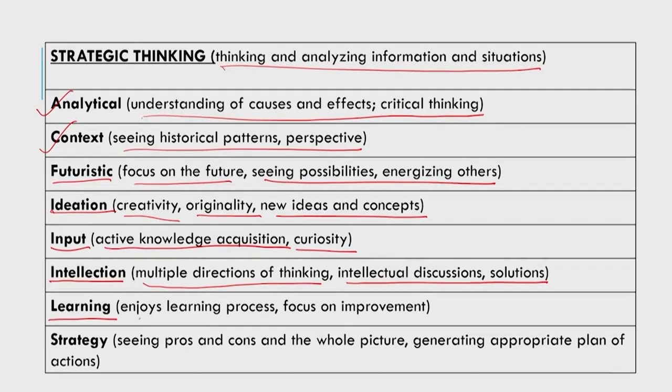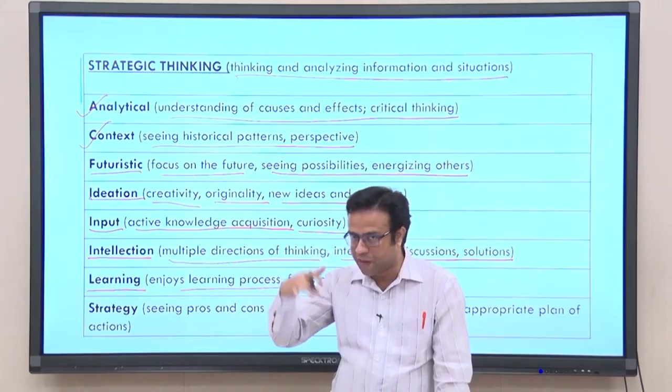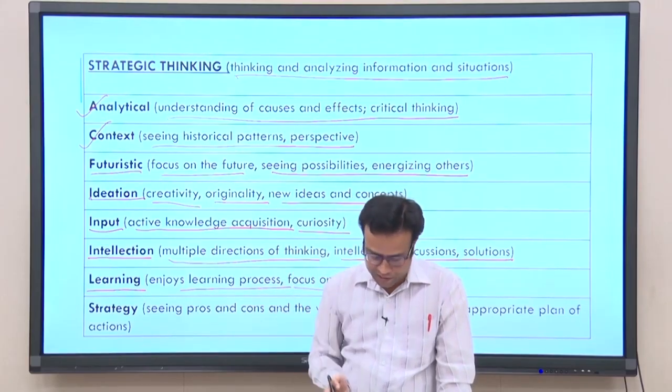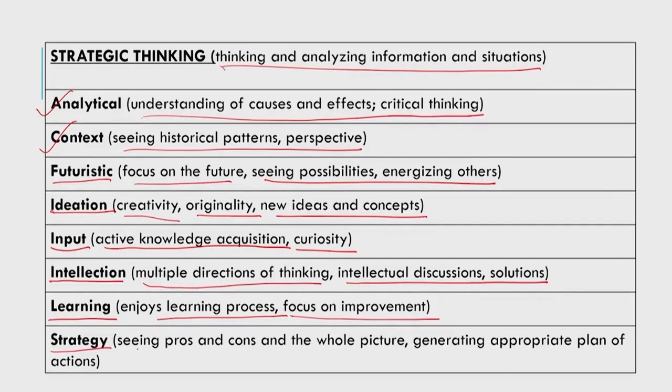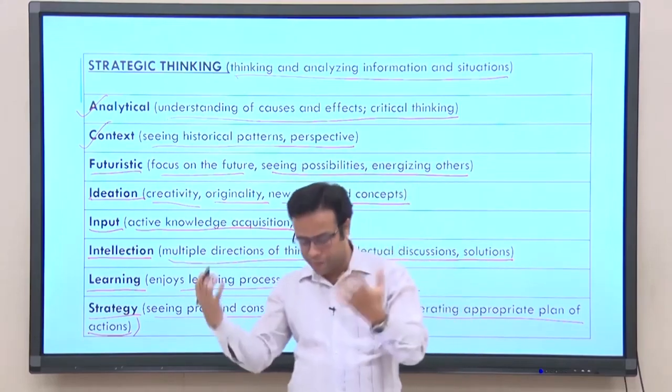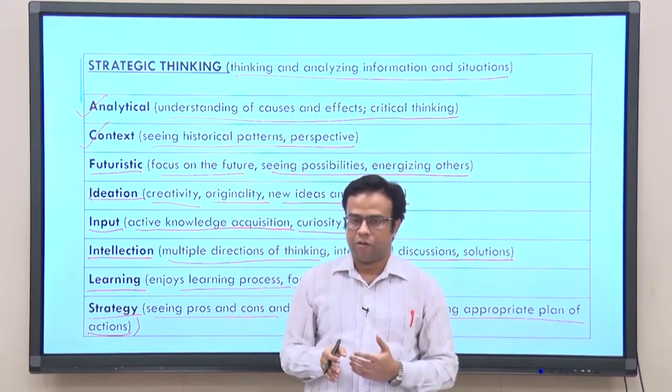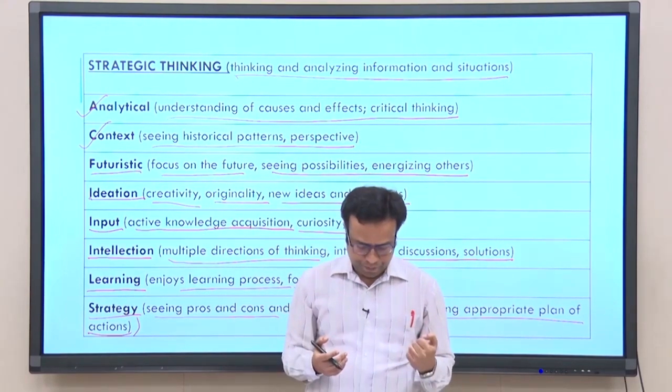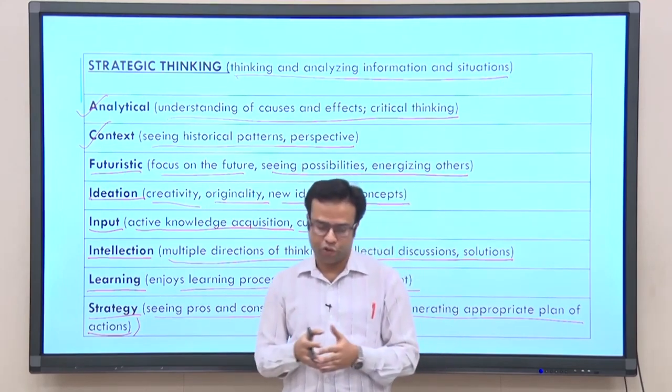Then comes learning, which is about enjoying the learning process, focusing on improvement. That is also an important part of strategic thinking. If you can learn better, obviously, you are more likely to think strategically. Then comes strategy, one of the last strengths, which is seeing pros and cons and the whole picture, generating appropriate plans for action. So, making strategies is about seeing the pros and cons of the whole picture. What will be the pros, what will be the cons, and accordingly you generate plans and actions for particular goals to achieve. So, these are eight strengths associated with strategic thinking.